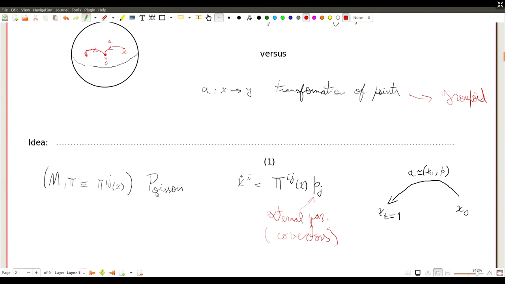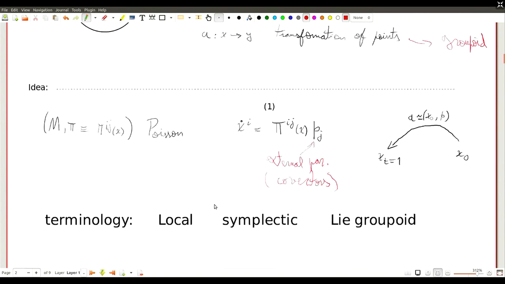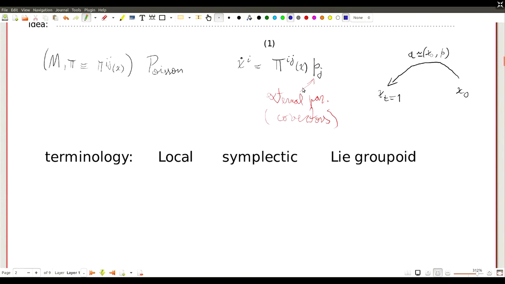So the idea is that we will think that associated to a Poisson manifold, I have this kind of groupoid of transformations associated to them. So let me explain quickly the terminology here to be a bit precise. So we will be dealing with these objects called local symplectic groupoids. So as I said, a groupoid is an algebraic structure generalizing the structure of a group. The axioms are those of a category where every arrow is invertible.